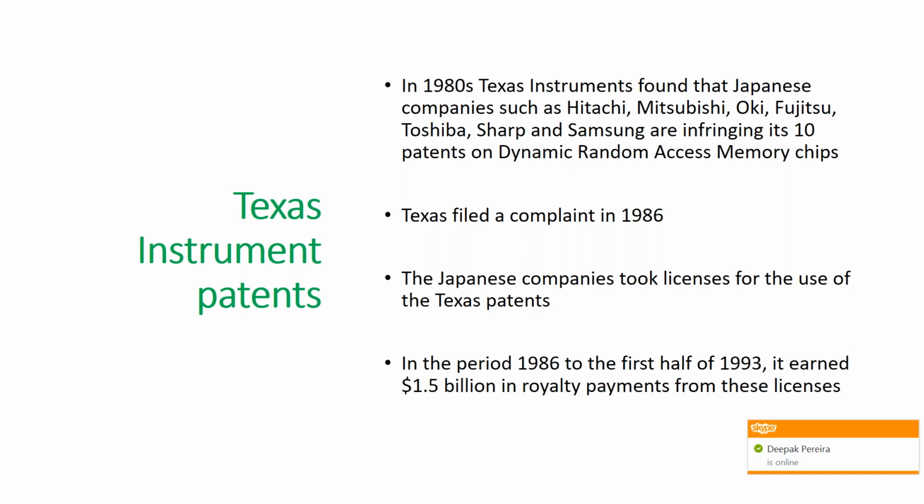So in the period 1986 to the first half of 1993, Texas Instruments earned 1.5 billion in royalty payments from these licenses, and in this case there were a couple of out-of-court settlements also for which there is no data available. So now you see the kind of damages the companies have been collecting. Enforcement of patent rights is also considered to be a good source of revenue.